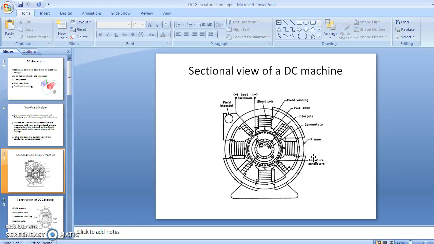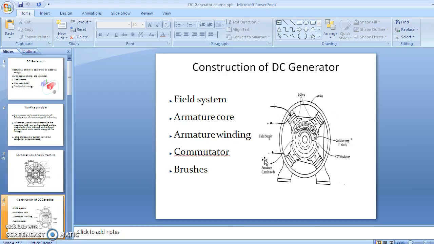Okay, this is mentioned here, and this is a sectional view of a DC machine. You can see the main parts of a DC machine: the field winding, which is required to produce the magnetic field, the armature conductors, the conductor part which is moving in this magnetic field, and the load terminals. The rest of the parts I will be explaining later. So the main parts of a DC generator are the field system, armature core, armature winding, commutator, and brushes. All these parts are mentioned in this diagram.